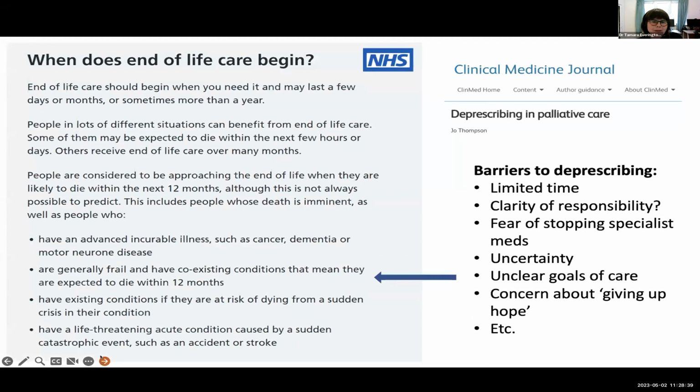So the last thing I want to talk about, appropriately the last, is what are we doing about the last phase of life? I think we are guilty of anticoagulating people to death. And I think we could do better in this regard. If you look on the NHS website about when we should think about people being in a palliative care phase of life, that includes people who are generally frail and have coexisting conditions that mean they are expected to die within 12 months. And I think you, like me, would probably recognize that there's a lot of people on anticoagulation in that group. And it's difficult for people to deprescribe, isn't it?